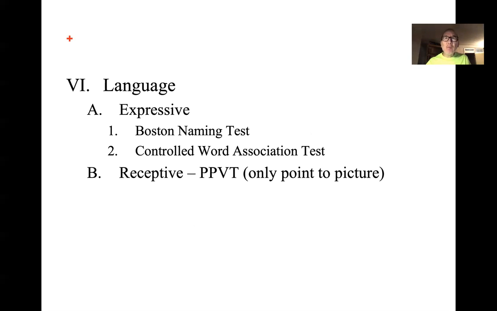Interestingly enough, the number of words that are produced within a certain time frame is very indicative of expressive speech issues. Now, in terms of receptive, right, the ability to understand speech, the PPVT is really good for that. You know, we saw it earlier. The examiner says a word, and the person has to point to a picture that best captures that word, right? Kind of the reverse of the Boston naming test.